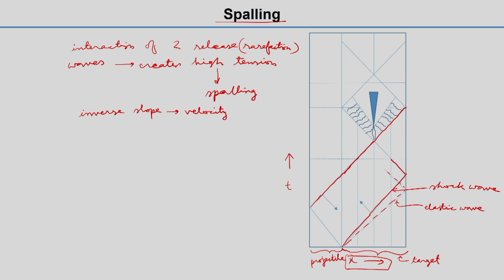This wave will move like this, and the primary shock wave will reflect back and meet the release wave at this point, then move like this, and again reflect back and move like this. Now we come to this point where these two waves meet. Let's say this is at a distance x2. When they meet, there may not be spalling immediately. Some time is needed, which is called the incubation time, the time for spalling. After that time the spalling will start from here.